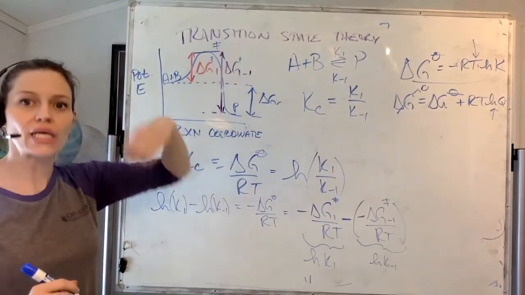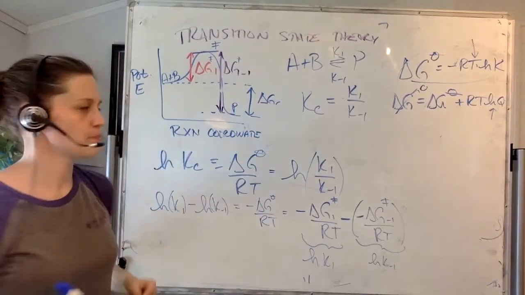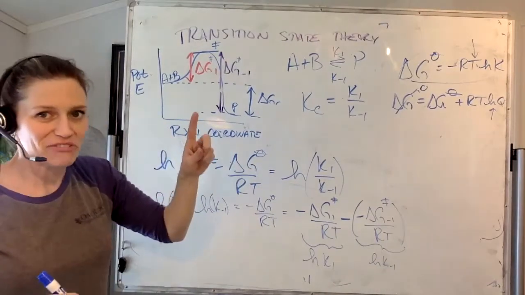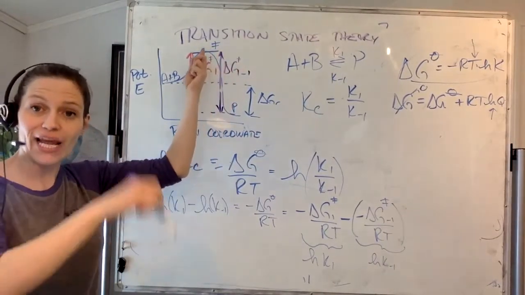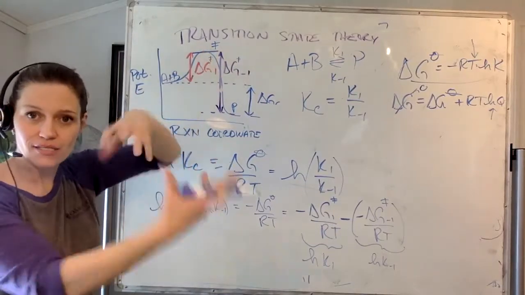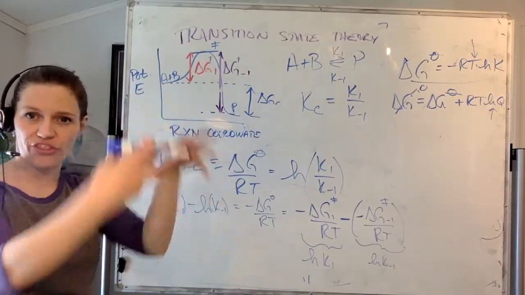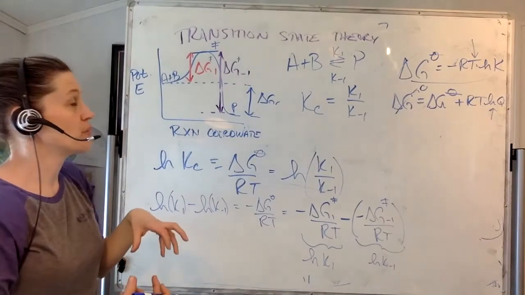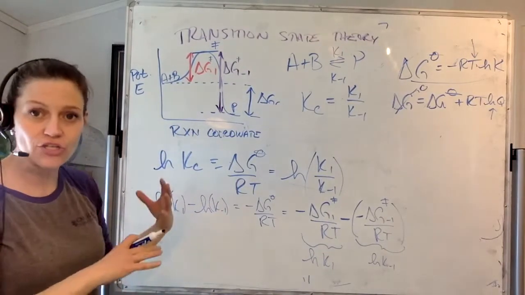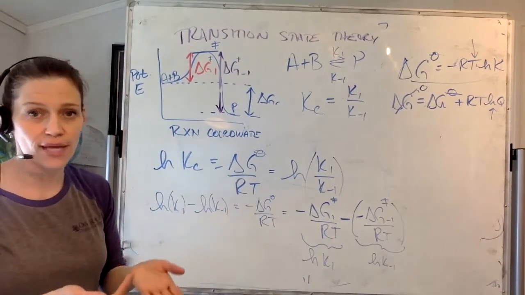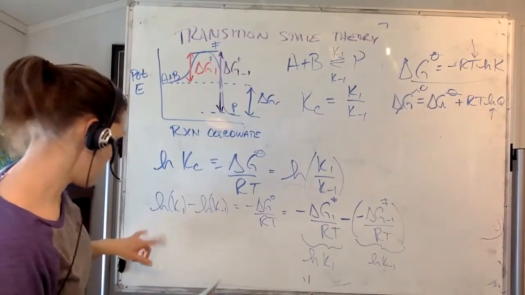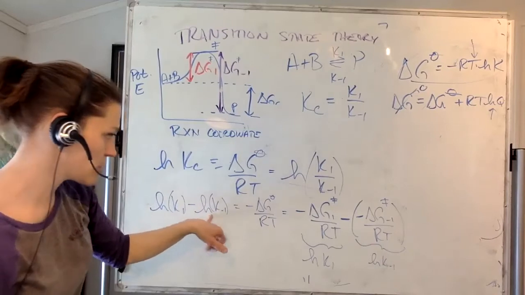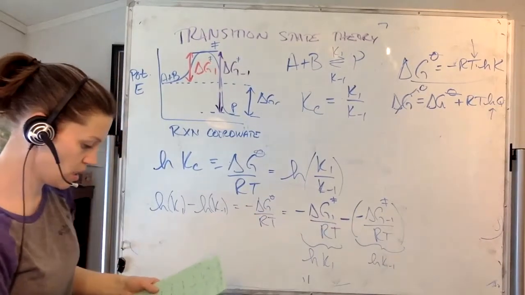Double dagger means transition state, which is different than the activated complex. The activated complex is the form of the molecule thing that's coming together, but the transition state is the energy associated with the activated complex. Okay, so we've now got log K1 minus log K minus 1 is equal to these two.